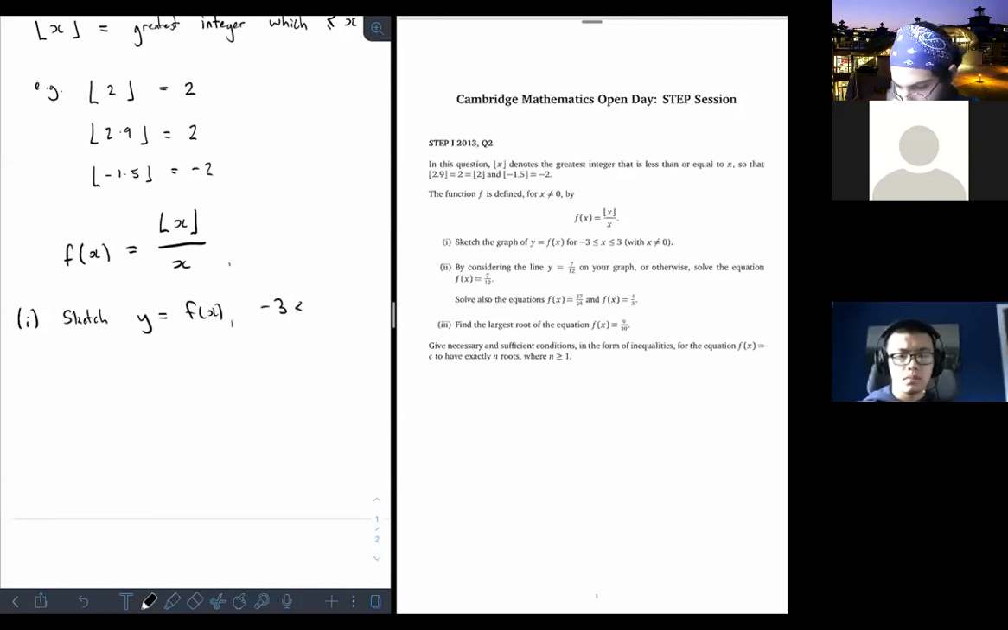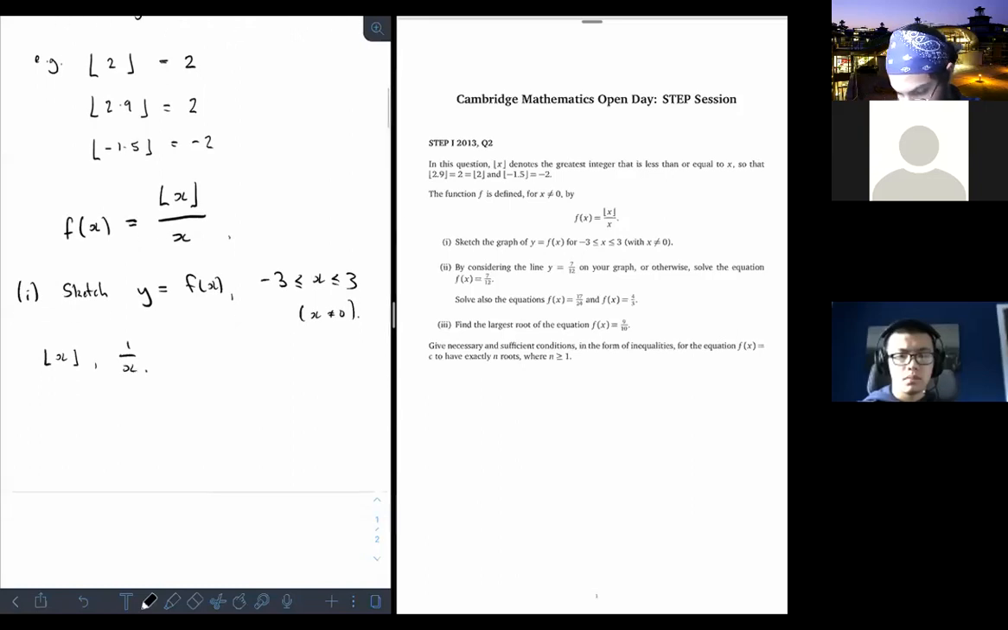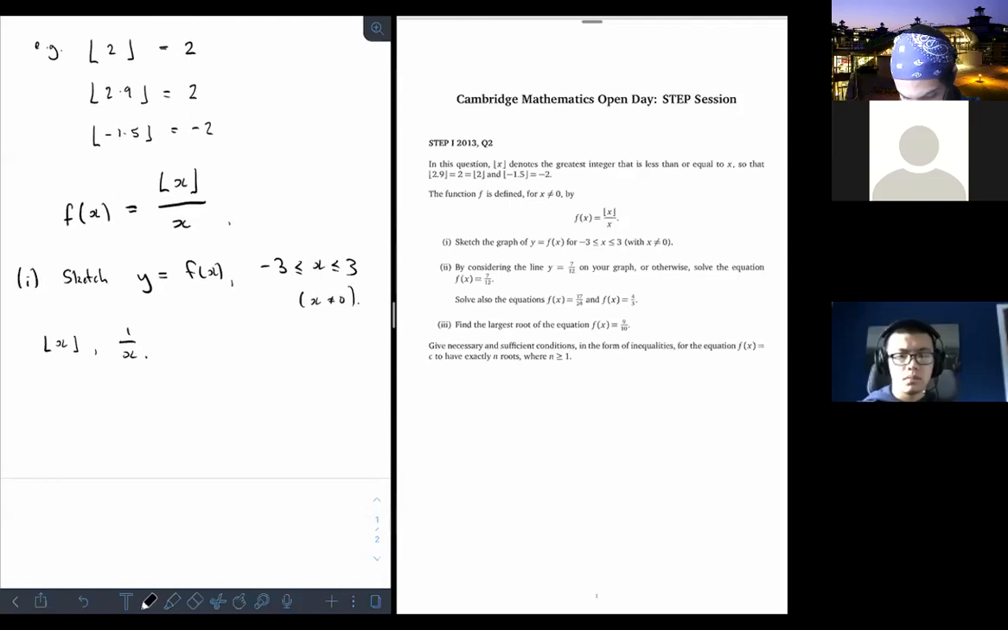And then x is not equal to 0. So when we look at x, well, x has two parts. It has this 1 over x part, and it also has a floor part. Now, we should all be familiar with, or be able to work out, the graph of 1 over x.